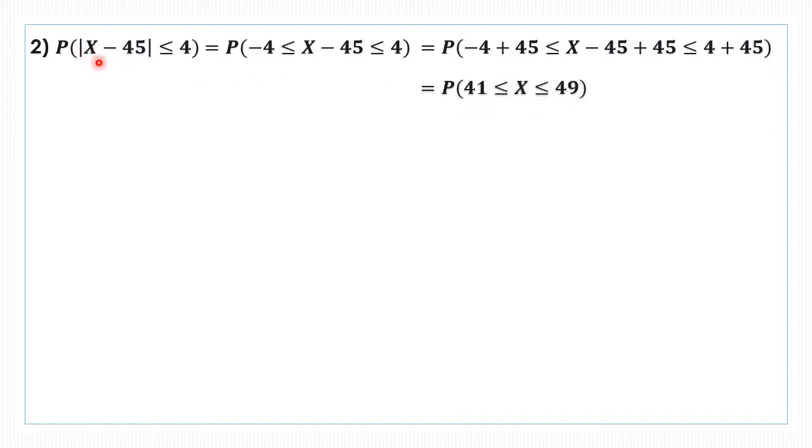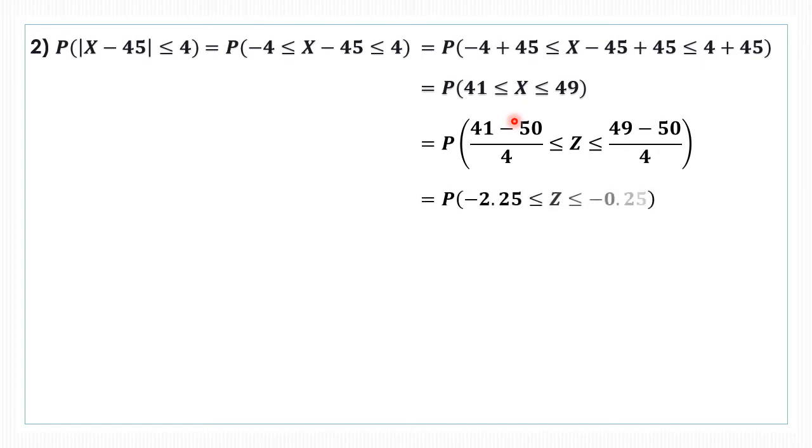So from modulus x minus 45 less than equal to 4 to 41 less than equal to x less than equal to 49 is how we move forward. So you guys remember this thing also, that this is how you have to convert these modulus values into our regular ranges. Now we will be converting this into our z score. 41 minus 50 upon 4 less than equal to z less than equal to 49 minus 50 upon 4, which would be negative 2.25 less than equal to z less than equal to negative 0.25.